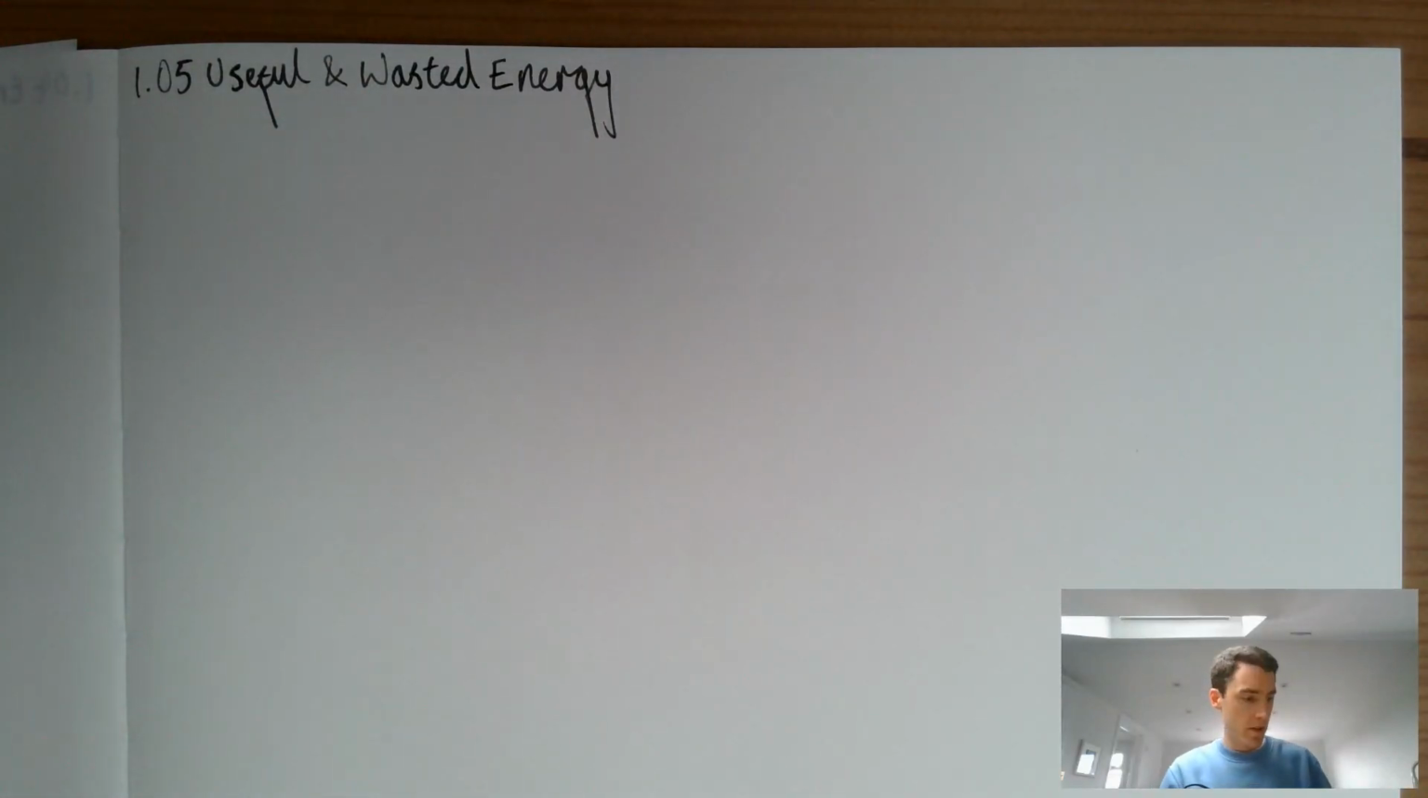Hi everyone, welcome to this video on lesson 5 of the Particles and Energy Scheme on useful and wasted energy. So this builds on the energy transfer diagrams that we were drawing in the previous lesson, but it introduces these two new categories of useful and wasted.